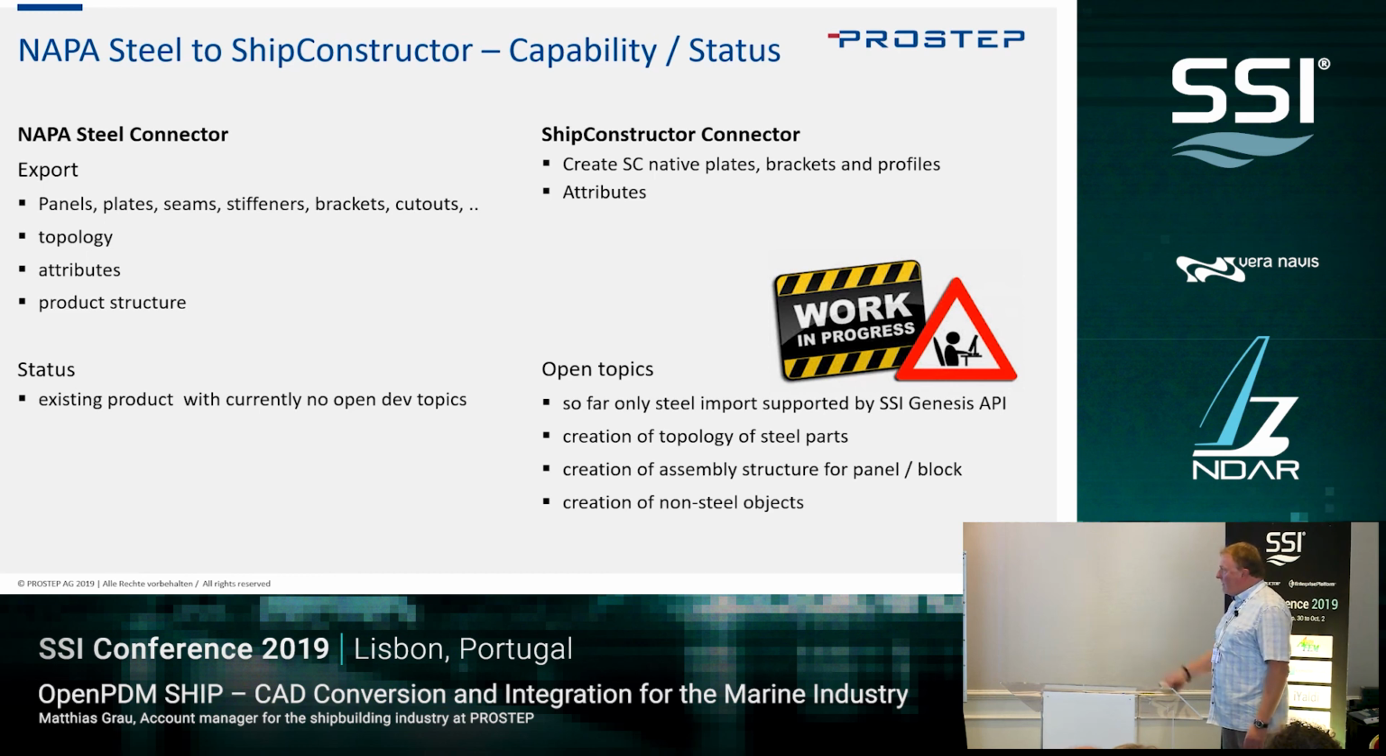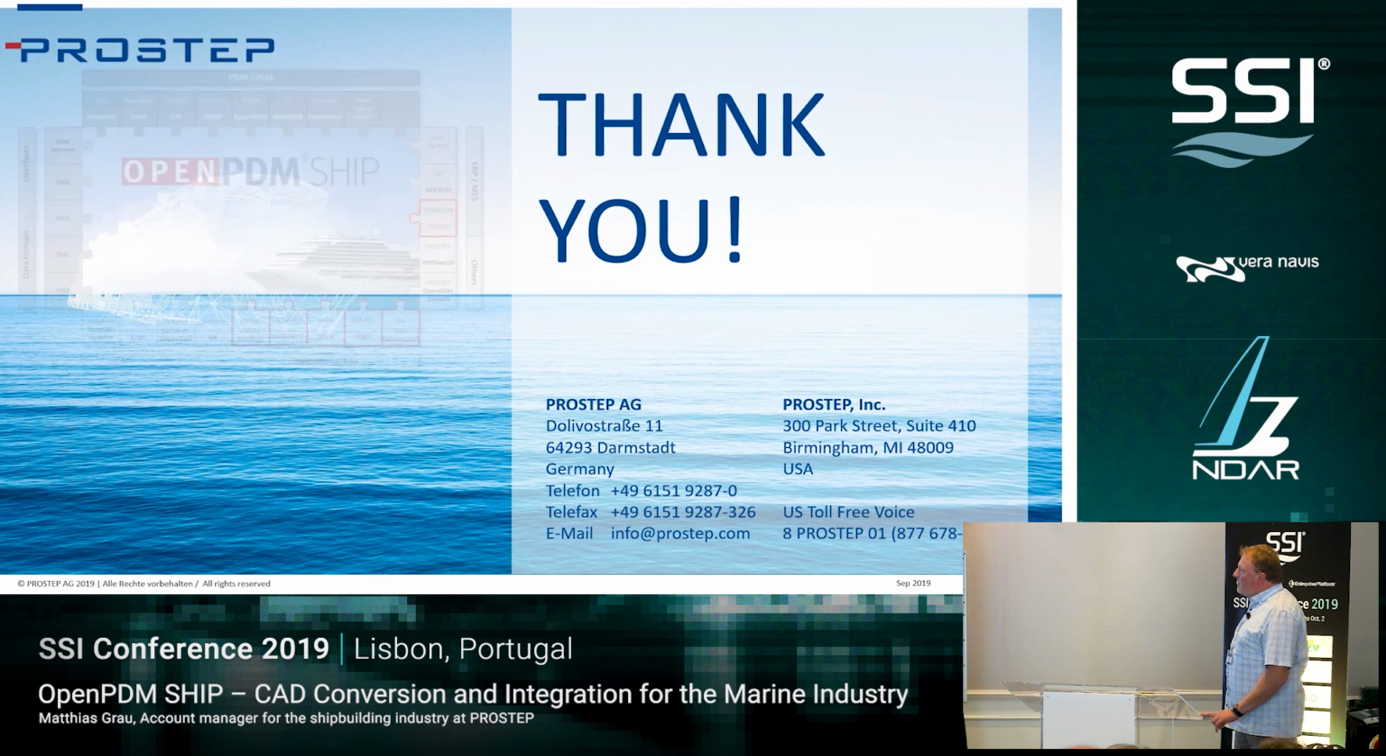That doesn't make sense for NAPA Steel, of course. We would like to create topology of steel parts. It's not yet available in the Genesis API, so that's the most important thing we are looking for. Also, this assembly structure, panel block thing, we are still missing in the Genesis API, is also supposed to come soon. Creation of non-steel objects is probably also an issue sometime next year, but it doesn't make sense for NAPA Steel because it is only about steel. This is it.